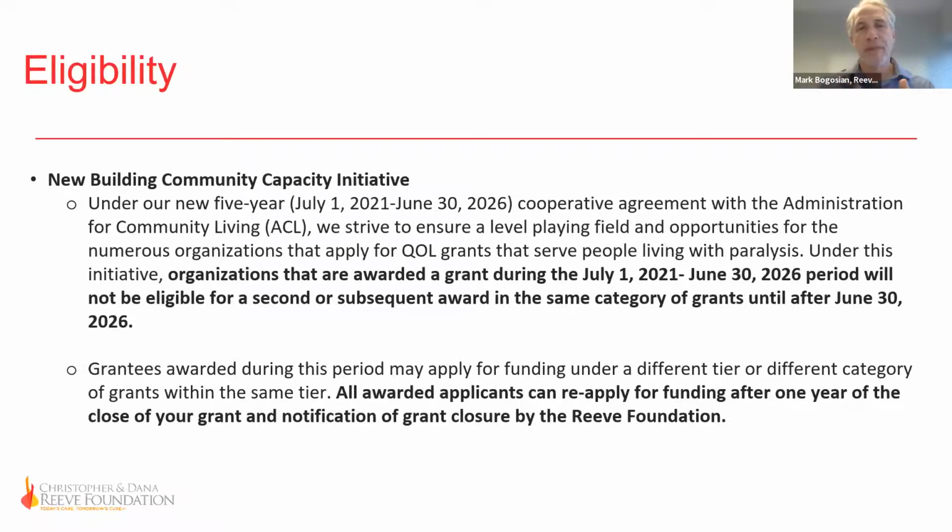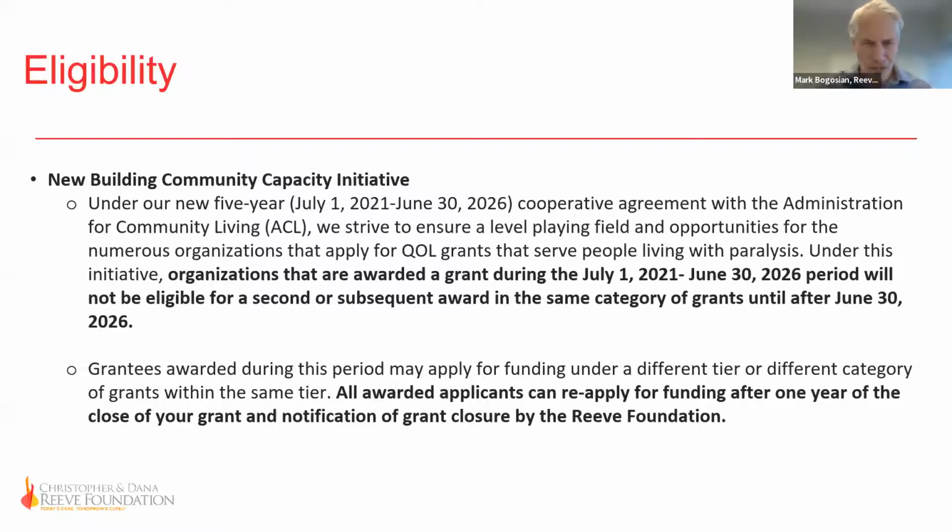This new cooperative agreement that we're under with the Administration for Community Living is, we're really working with them to create a level playing field and just provide opportunities for all organizations to apply for funding. So we've instituted a new waiting period of 5 years, but there's a few caveats here. That is only within the same category. For any other category or tier, you would still need to wait the 1 year from the close of your previous grant, but you then need to wait 5 years to apply in the same tier or category.